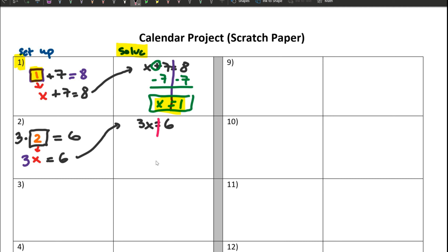Okay, to isolate the x, we're going to do inverse operation. We're going to divide by 3 to both sides. So x equal to 2 as the answer. And of course, we expect that x equal to 2, matching with the date of the month. And that is the answer in the square.